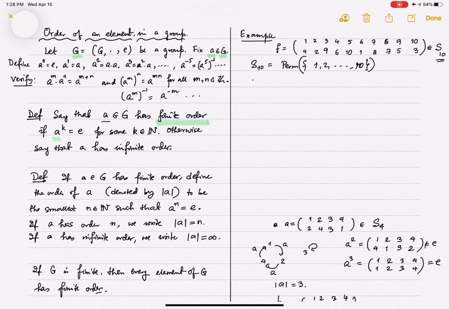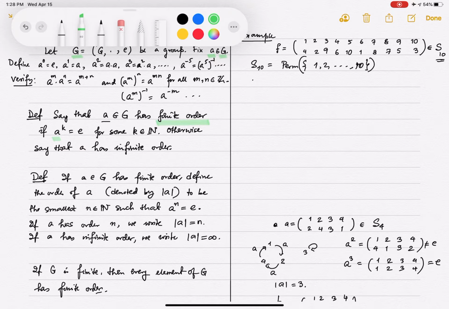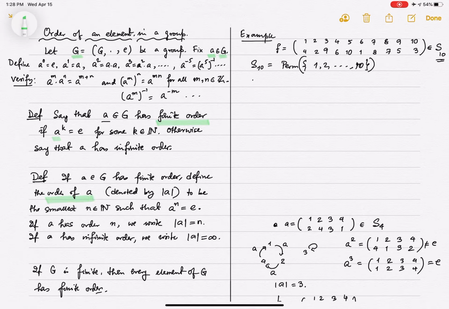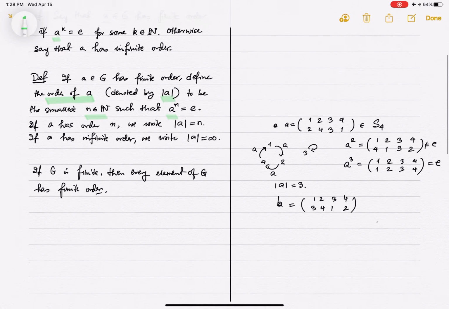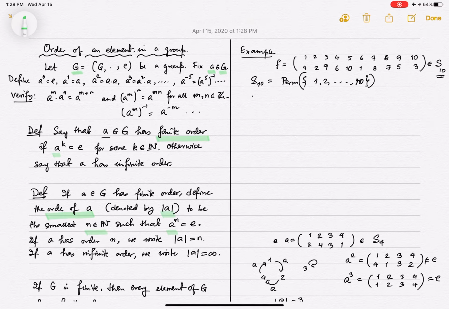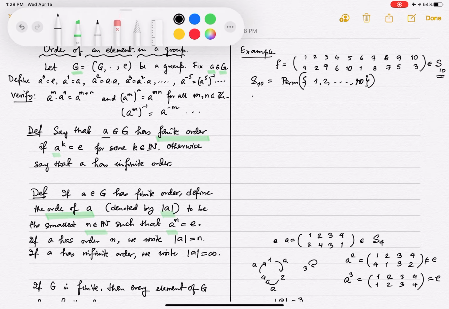If you say that something has finite order, let's define what its order means. The order of A, denoted by absolute value of A, means the smallest positive number n such that the nth power of A is the identity element. So if it has finite order, if you start taking the powers, at some point it comes back to identity again. It has to come back to identity for the first time at some stage, and that stage is called the order of the element.